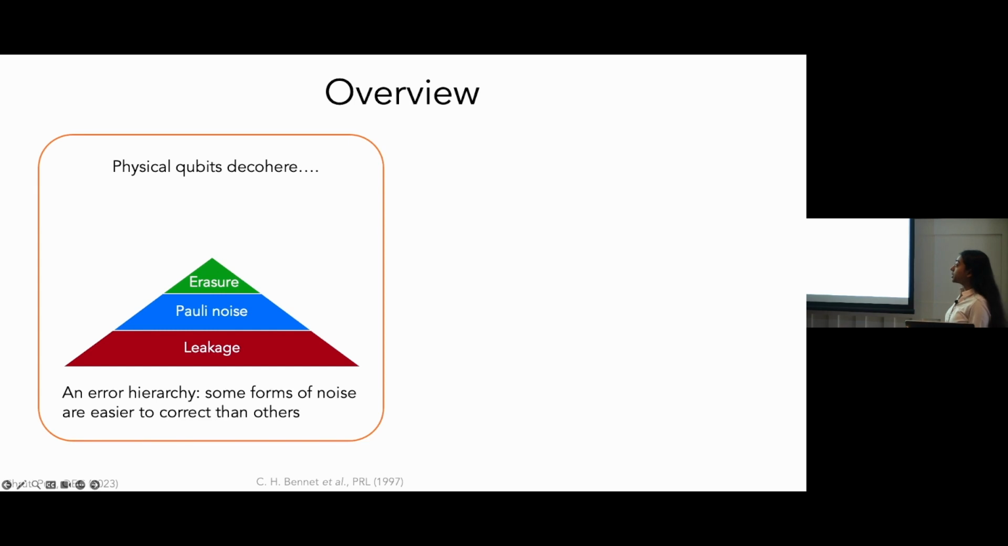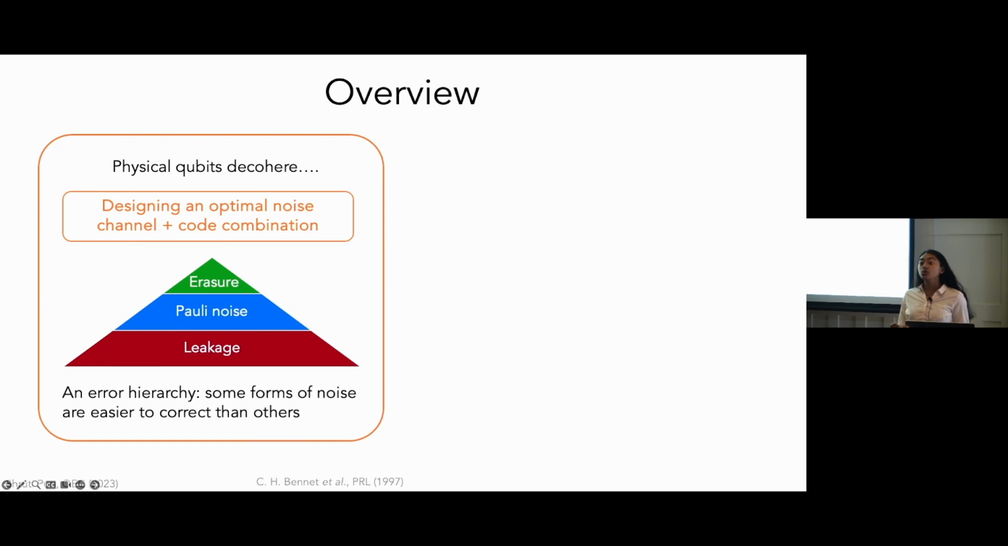If your physical qubits experience dominant leakage, that's very difficult to correct. If they happen to experience Pauli noise as a dominant error, that's easier. And if they happen to experience erasures as a dominant noise, that's even easier. So given this error hierarchy, a natural question arises. What is the optimal noise channel you can engineer your qubits to experience as the dominant error?